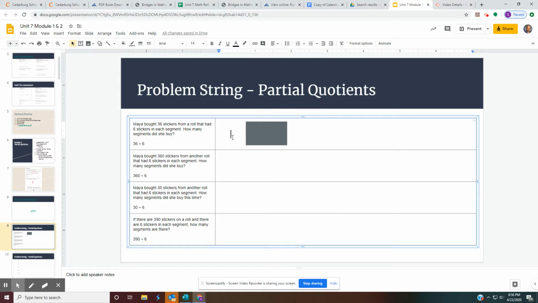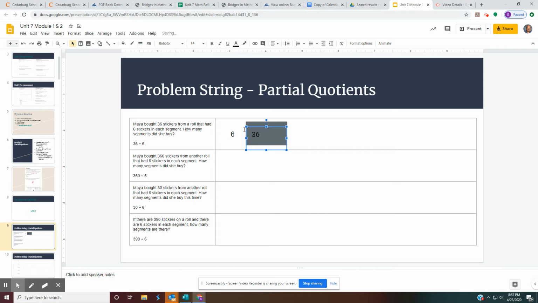Did she buy? Now, this is a problem we should know, right? We are dividing 6 into 36, right? And then we're going to put our answer. This is that array that we were messing around with when we had our hundreds, our 100 squares and our tens and our ones.